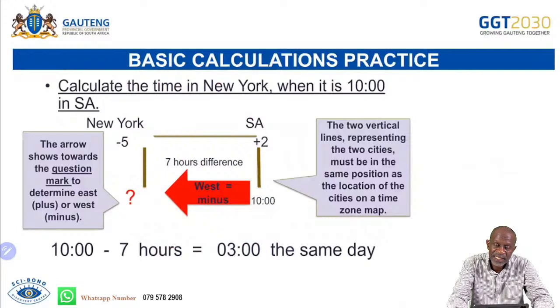Basic calculation practice. Now we are going to apply the little theory entailed in the previous notes, that indicated that when you go to the west, you always subtract, and eastwards you plus. So here is the question. It says, calculate the time in New York when it is 10:00 in South Africa. This is how the time is transcribed. This is how you should write your time.